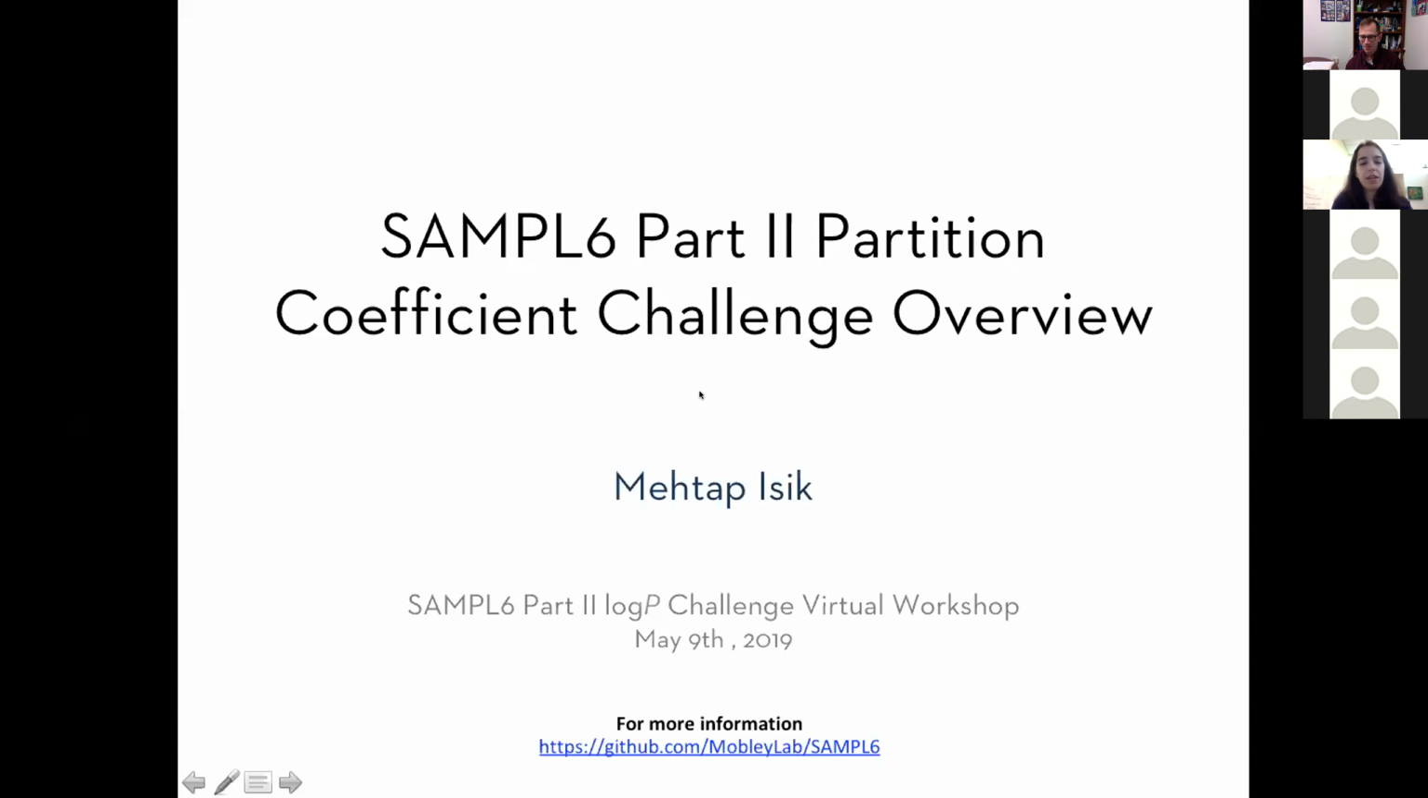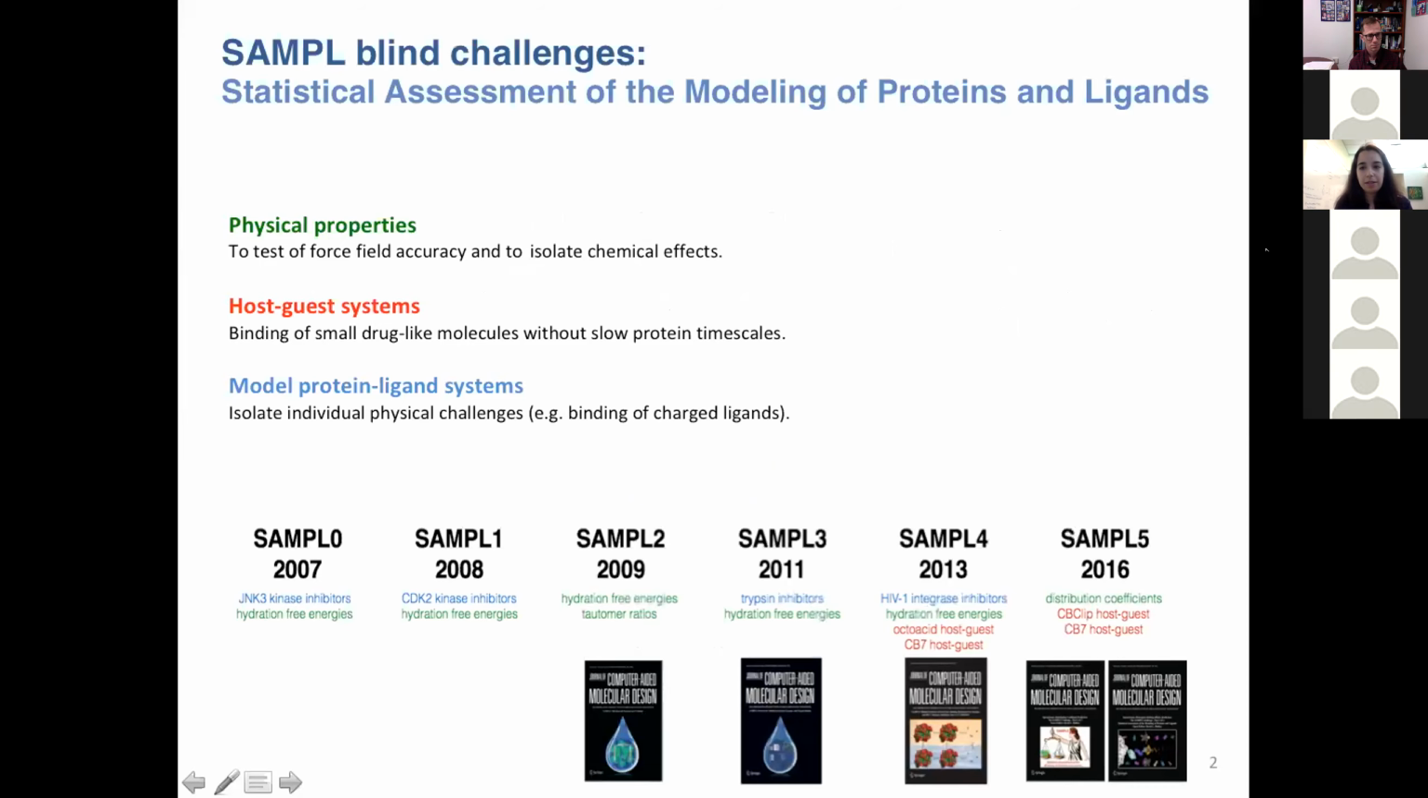Yes. Okay. Today I will be talking about the structure of the SAMPL6 partition coefficient challenge, about the collection of experimental data, and I will be giving an overview of the evaluation of challenge results. SAMPL6 blind challenges are a group of community blind challenges aimed at the progress of modeling methods for rational drug design. We address different medium difficulty problems and isolated challenges that would contribute to these modeling efforts, such as protein-ligand binding affinities, host-guest systems, and prediction of physical properties.